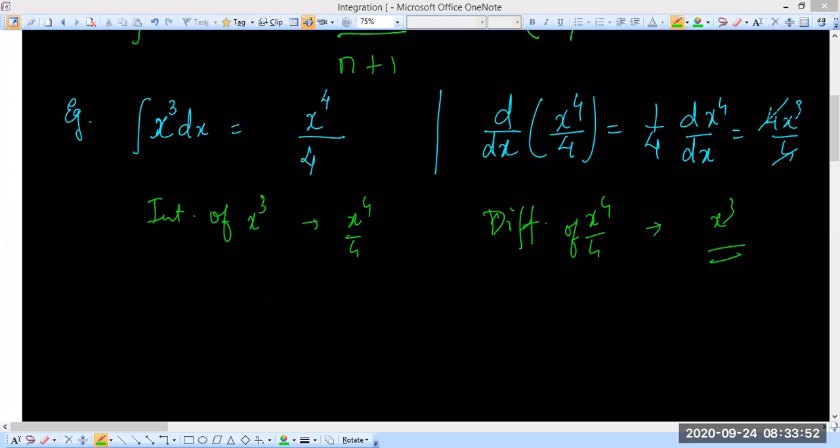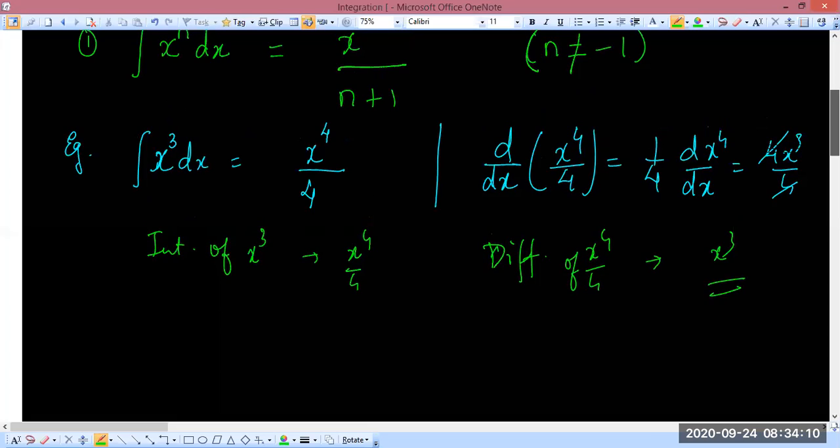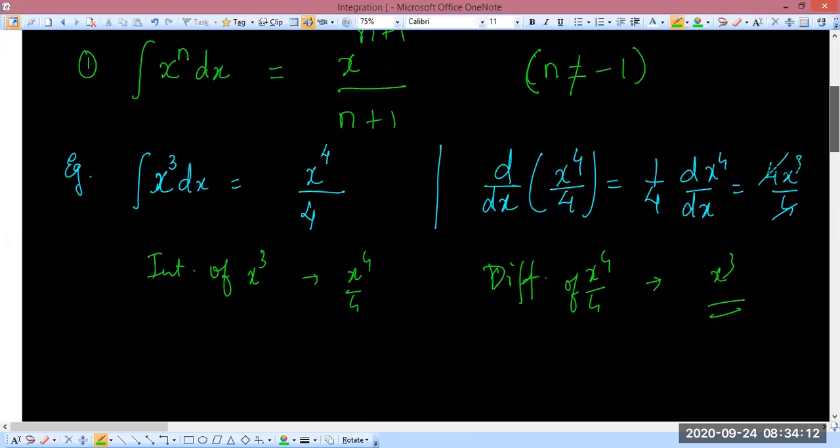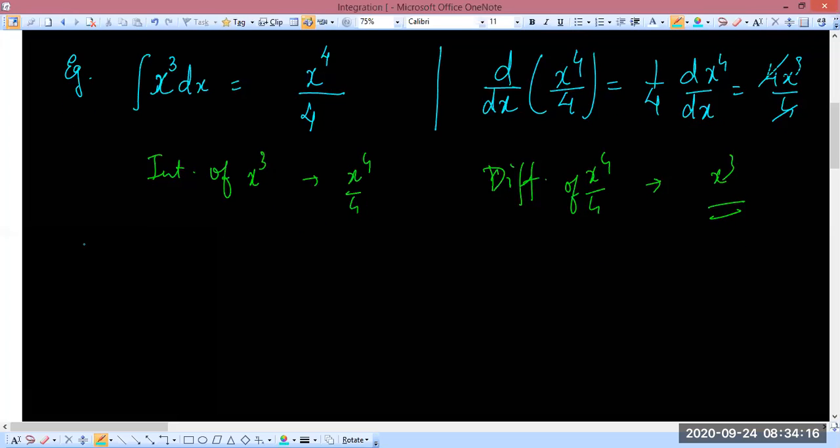Just like square and square root are opposite processes, or addition and subtraction are opposite processes, just like that integration and differentiation are also opposite processes. All right, fine. So that actually makes it quite easy, right? It will help us in many situations, right? Okay, let's try another example, see if you can do it very well.